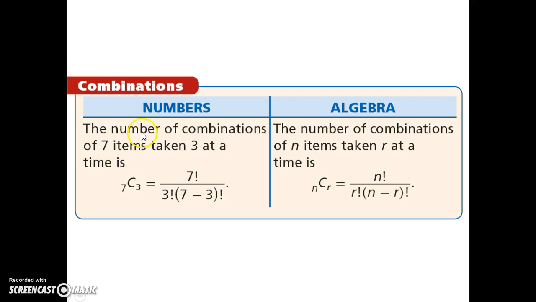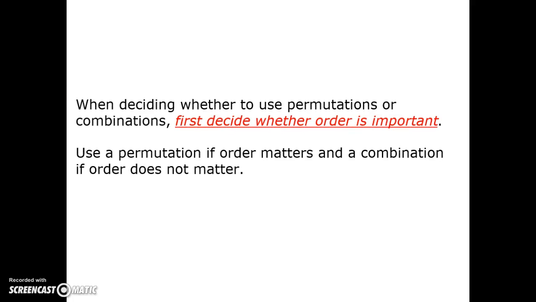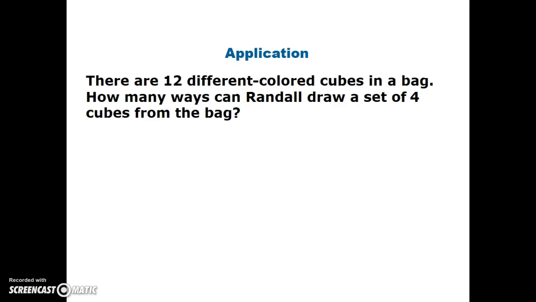So if we want the number of combinations of 7 items taken 3 at a time, it's the total number of combinations that we can get divided by the total group that we're after. So N and R still play a role here. When deciding whether to use permutations or combinations, the question you have to ask yourself is, does order matter? We're going to use a permutation if order does matter and a combination if order doesn't matter.